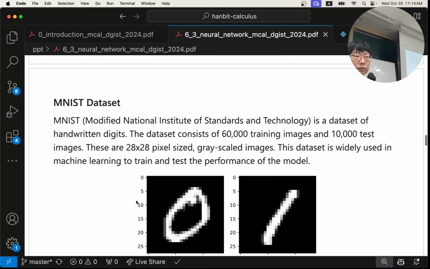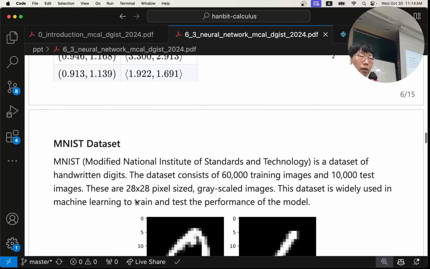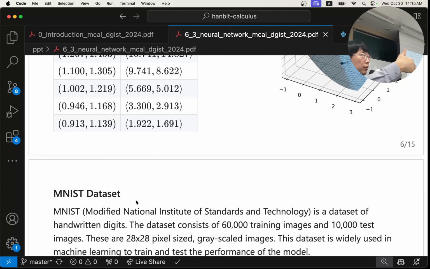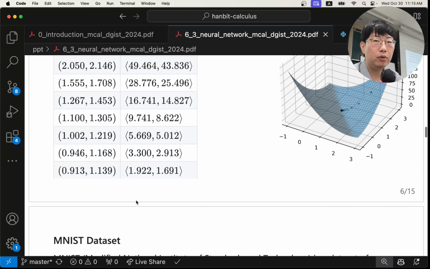Okay. Now we are ready to talk about neural networks. But before we do, I want to take any questions if you have any. Did everyone understand gradient descent here? So remember this picture.